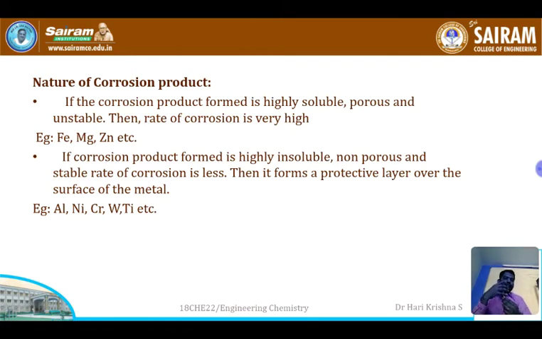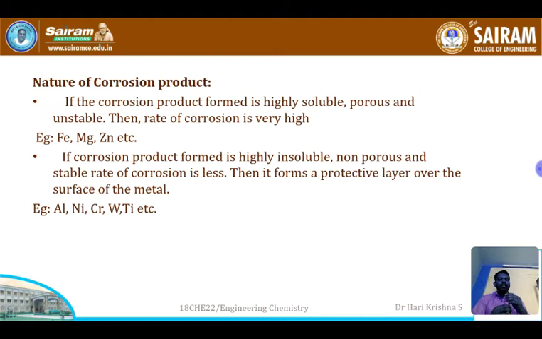Porous means the corrosion product formed has pores, and through these pores the metal is continuously in contact with the corrosive media. And it is unstable: once formed, it will ooze out. If this is the metal and the corrosion product is formed, it oozes out. If the product is highly soluble, porous and unstable, then the rate of corrosion is very high.